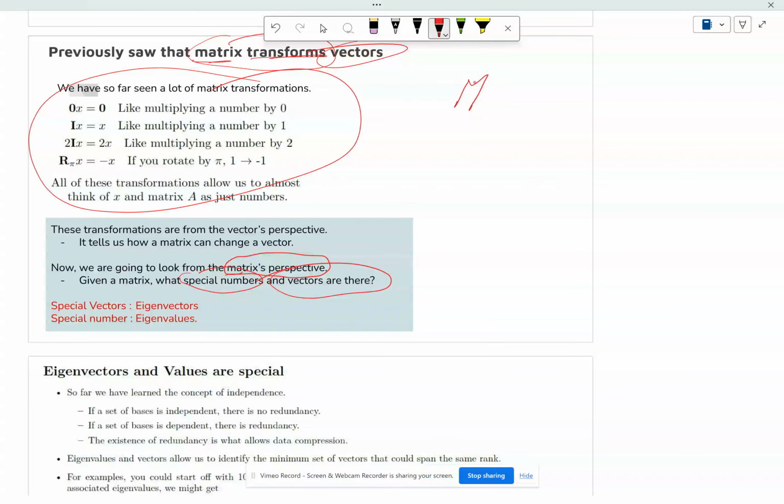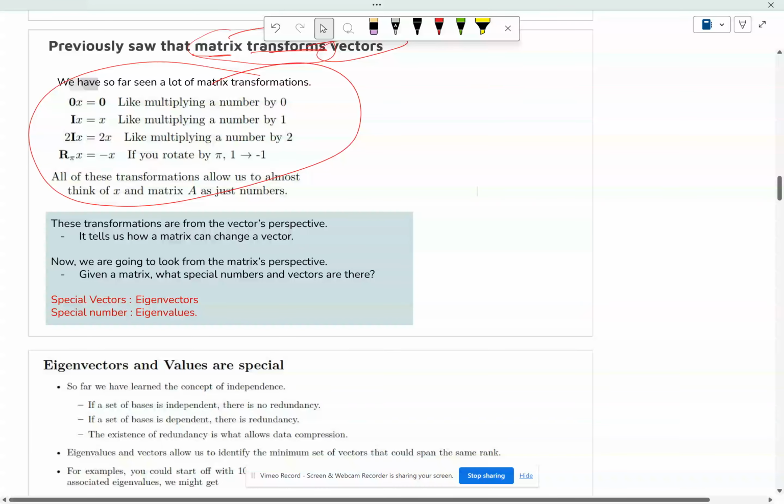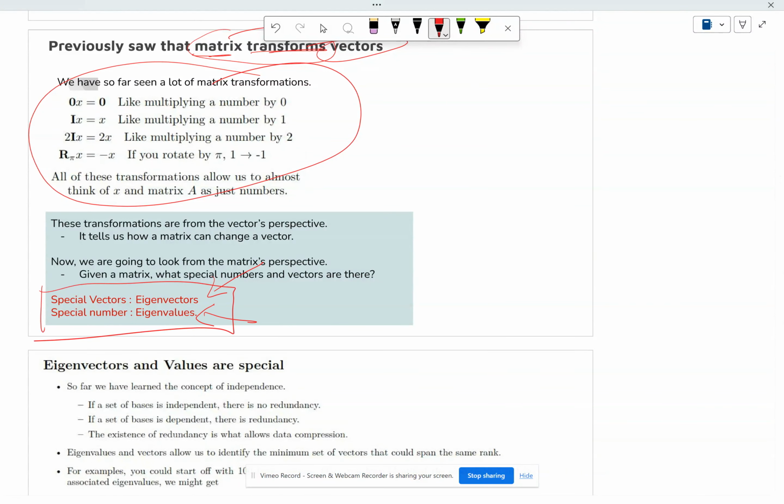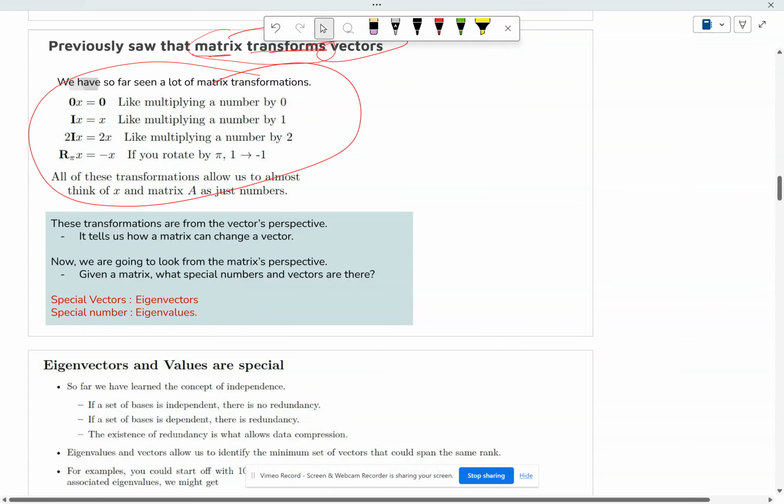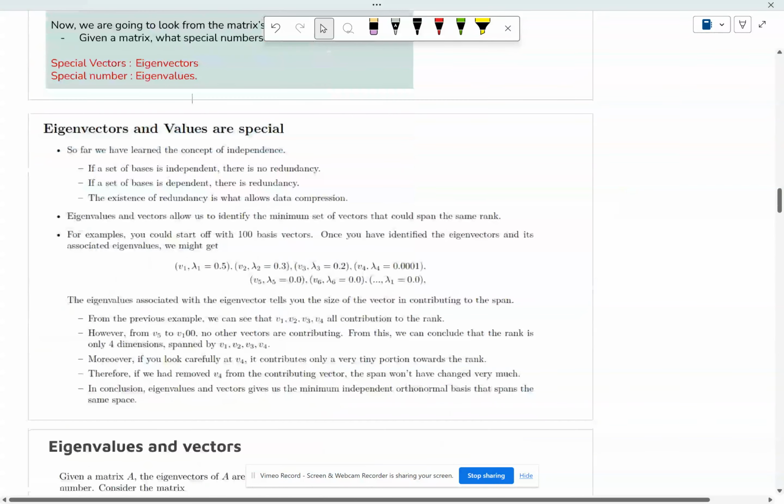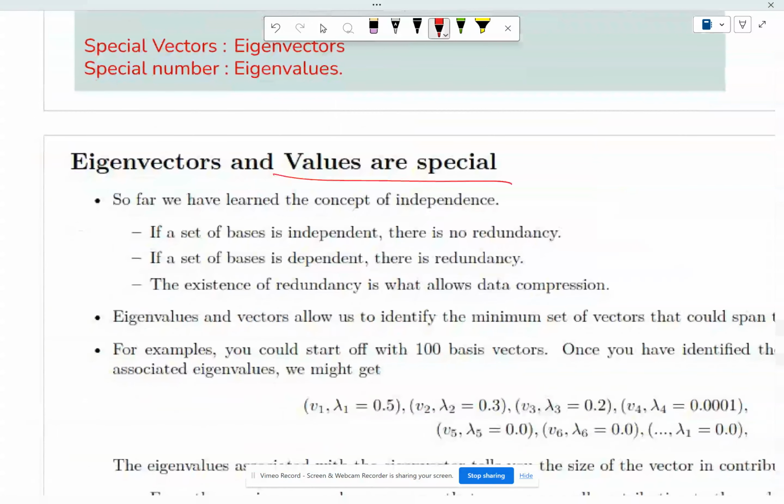From the matrix perspective, there are also vectors and numbers. The numbers we normally use lambda to represent. So there are numbers and vectors, and these are called eigenvectors and eigenvalues. They're not just any vectors, they're eigenvectors and eigenvalues. And they're very, very special in linear algebra. So eigenvectors and values are really special.